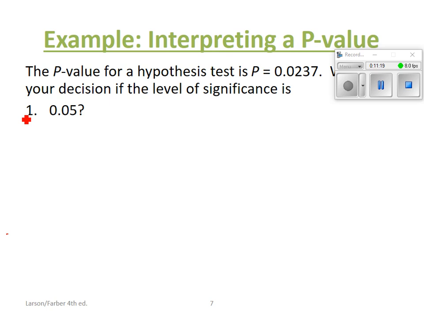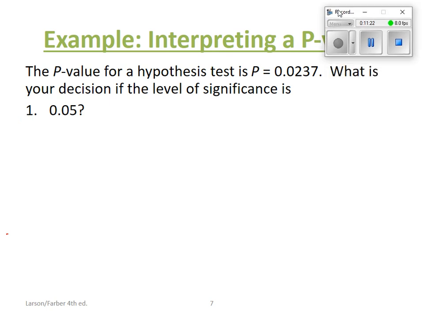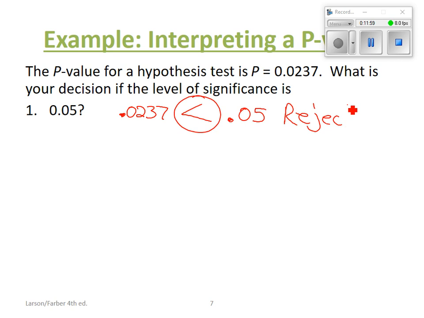So on this, we're going to do just a couple examples here real quick. The p-value for a hypothesis test is 0.0237. Again, we're going to actually find the p-value here in a little while, but now they're telling it to you. If your level of significance, your alpha, is 0.05, all we're going to do is look at 0.0237, have our little circle there, 0.05 on this side. Which symbol goes in here? Less than or greater than? Less than. So the p-value is less than alpha, so that tells us to reject the null.